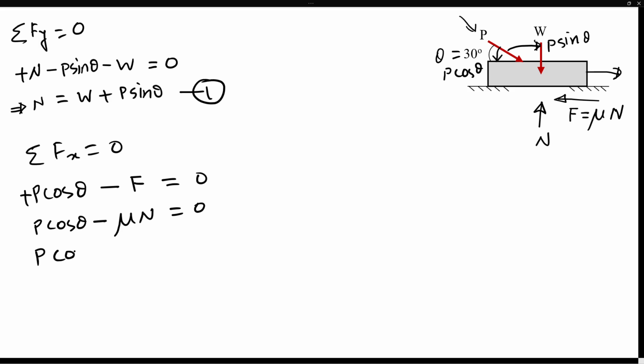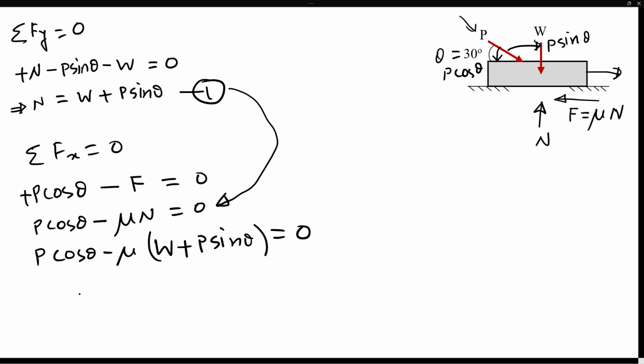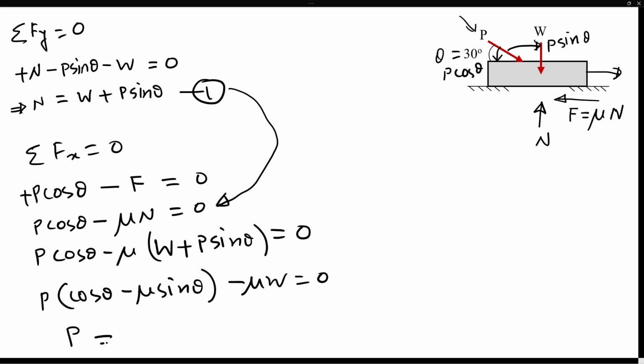So then P cosine theta minus mu. If we plug the value of N from the equation 1 in here, then we get W plus P sine theta. Everything summed to 0. So then we can write P cosine theta minus mu P sine theta minus mu W is equal to 0. So now we can solve for P, which would be mu W divided by cosine theta minus mu sine theta. So using this equation, we can calculate the value for P.